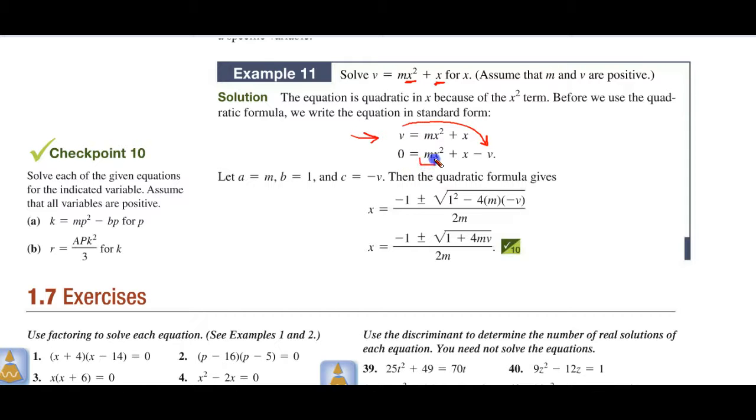So what is your A? Your A is M. What is your B? There's a 1 there, even though it doesn't appear, a +1. And what is your C? A -V. And that's what they've done. Put it into the quadratic formula, and they solve it for X. And that's what you'll put into MATLAB.